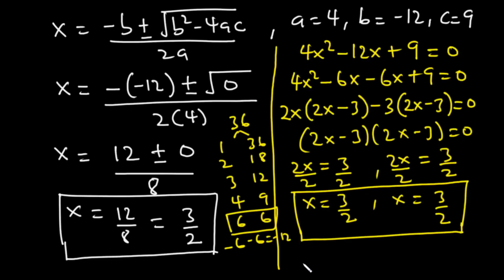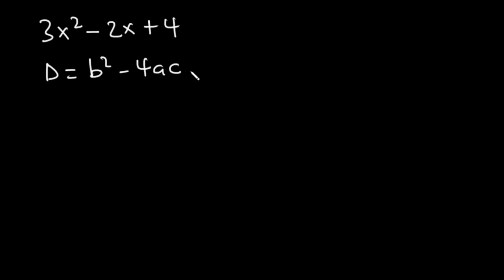Let's take another example. Given the quadratic equation 3x squared minus 2x plus 4, what is the nature of its roots? So straight away, let's find the discriminant. d is equal to b squared minus 4ac. b is equal to negative 2, a is equal to 3, and c is equal to 4.